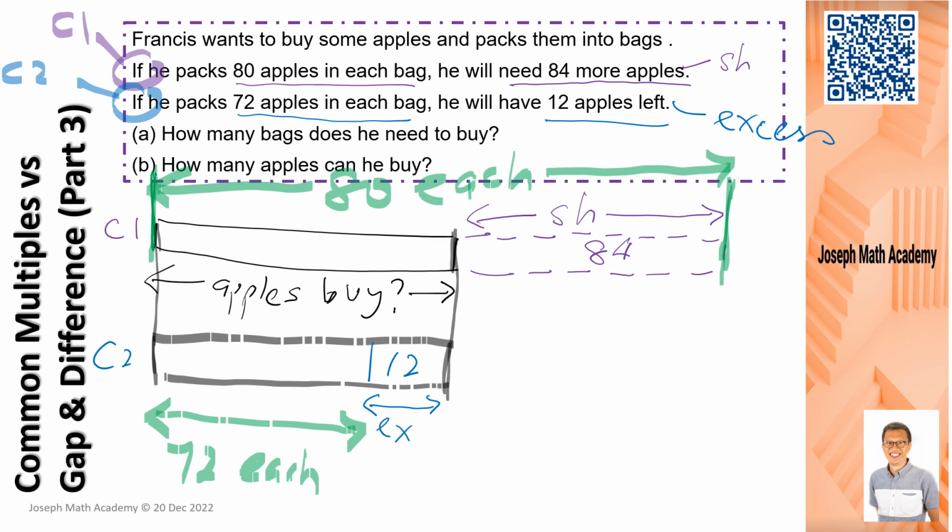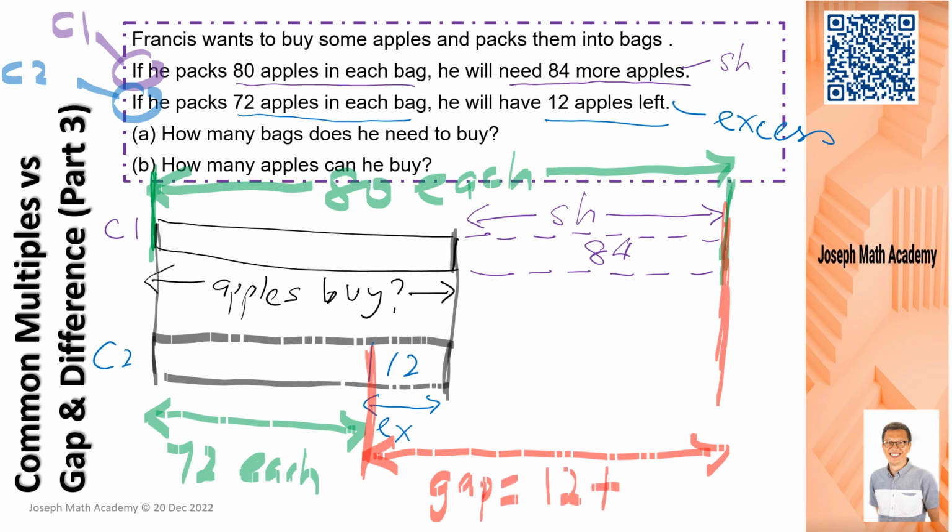Okay, now how to go about doing gap and difference? Very simple. From here, the end of the pack, this case 2, to the end over here, from here to here would be the gap. So the gap will be 12 plus 84. You notice type 3 gap and difference, excess shortage. Our gap is an addition equation. So it's 96. Okay, now what about the difference? Okay, let me do it in my next slide. Okay, so the gap is 96.